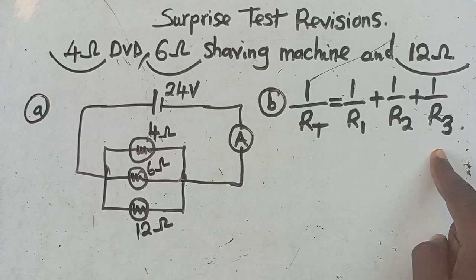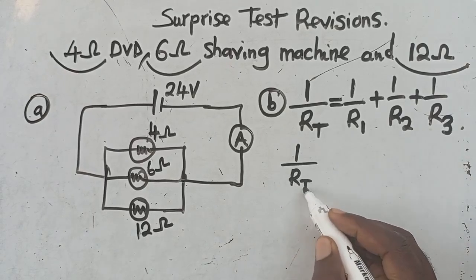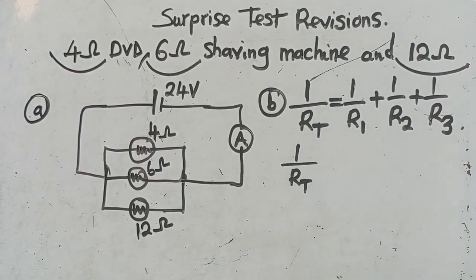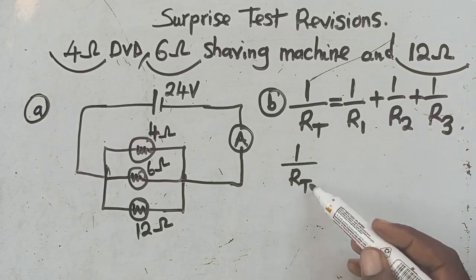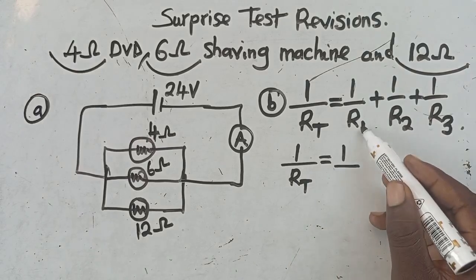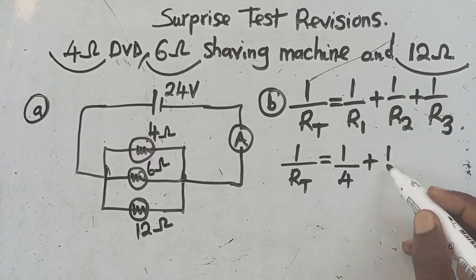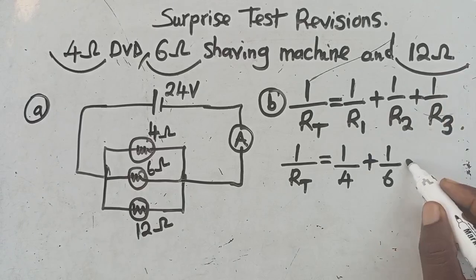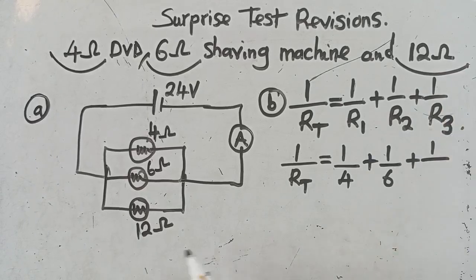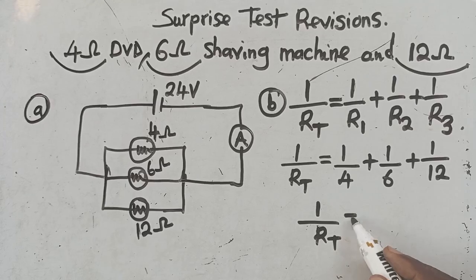With this being said, we just substitute now. This 1 over total resistance, this is the formula. Don't say, why didn't they just put this one on top? This is the formula. We want to find the total resistance. We say this is equal to 1 over resistor 1, I can put 4 there, plus 1 over resistor 2, I can put 6, plus 1 over resistor 3, I can put a 12. Then 1 over total resistance is equal to what?